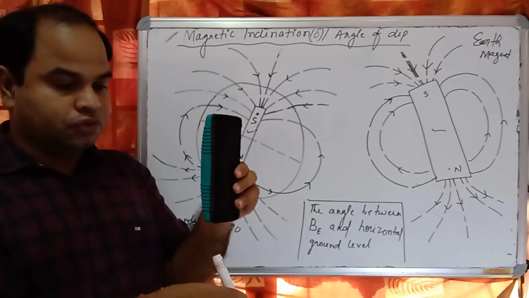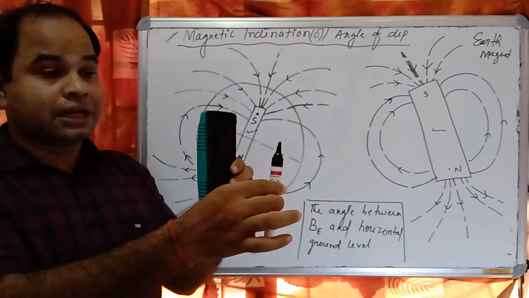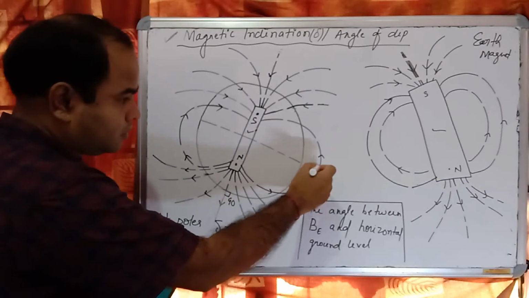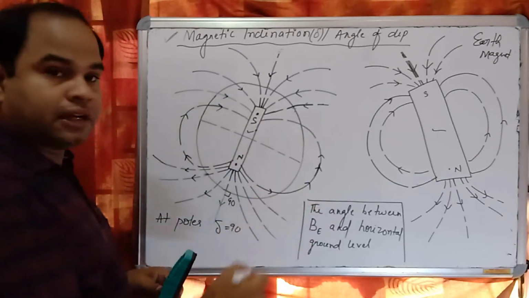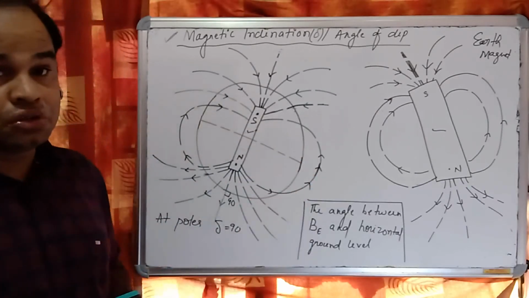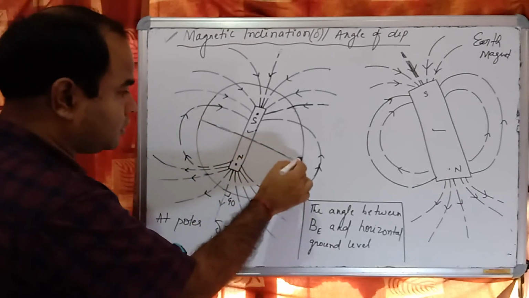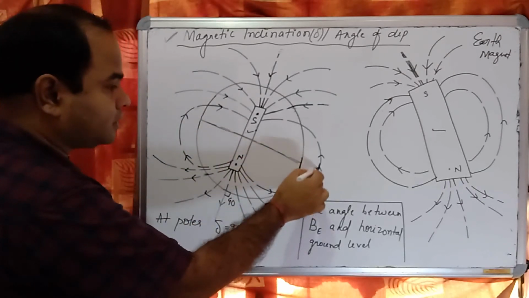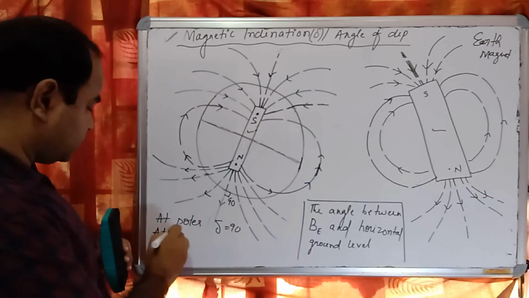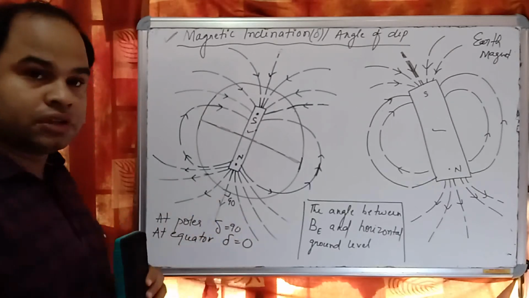Like this it is moving, and at the equator, it is parallel to the surface. This is your field line and this is the earth surface. So the angle is 0 degree at the equator. At the equator, this is the earth surface and these are the field lines, so the angle is 0 degree. So at the equator, delta is how much? 0 degree.